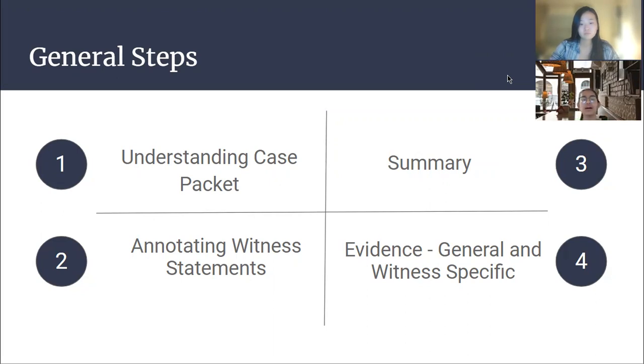But yeah, second, you should be annotating the witness statements. Obviously, just reading through them isn't going to give you as much information or as good of an analysis as if you were to actually annotate them. So some things that you should be looking for, probably things that are contradictory with other parts of the case packet. Like for example, if one person has a certain view on a topic and another person has an opposing view on a topic, those are obviously contradictory. So you might want to underline those things. Additionally, you can highlight parts that are really important to the witness's character, which can tell you how to portray that character, how to be that witness. Obviously, all of that is really important.